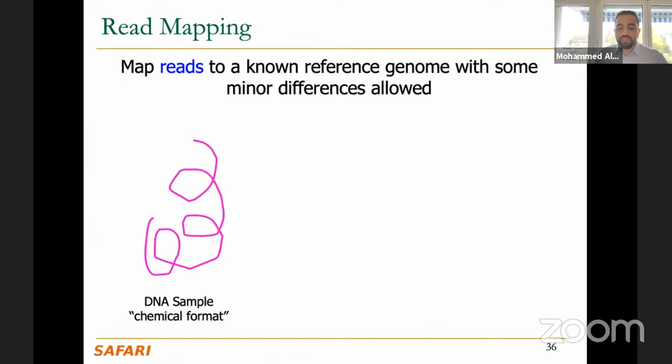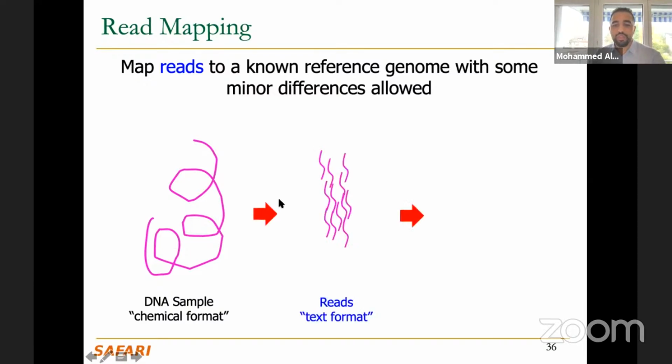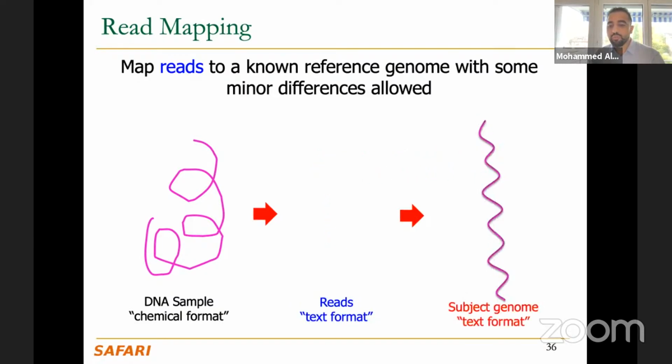Okay. Now let's conclude the things we were explaining before. Read mapping is to map reads to a known reference genome with some differences allowed. I hope this definition is very simple and clear to everyone, so you can keep remembering it even after completing this course. So we got the sample, we got the reads, we map these reads to the reference genome, and we try to get the complete human genome after that.